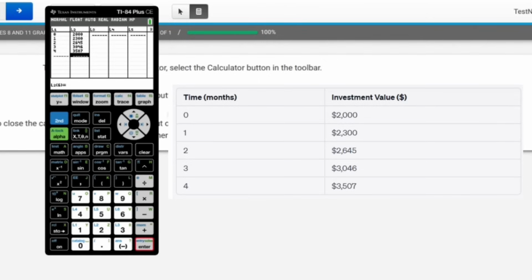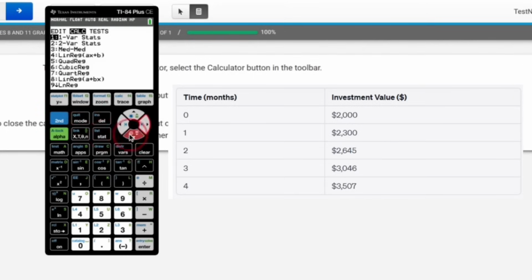All right, so this is what I'm going to do. I'm going to quit out of this. I'm going to hit stat, I'm going to hit calc, and I'm going to go to exponential regression, which I believe is zero. There it is. I'm going to hit enter. Okay, I'm going to store my regression equation in y sub one so I can use it to answer part B. So I'm going to hit vars, go to y vars, function, enter, and then once you hit calculate, you get your equation. So there's my equation right there.